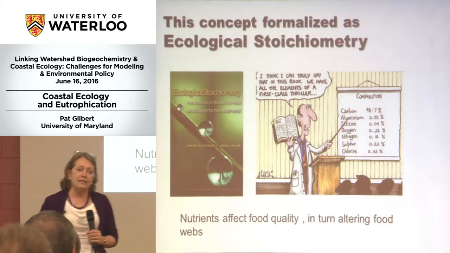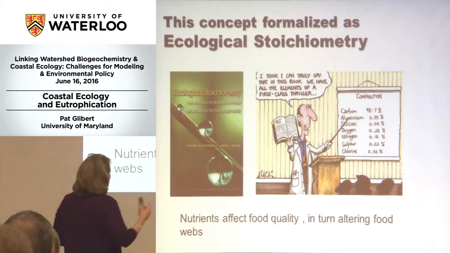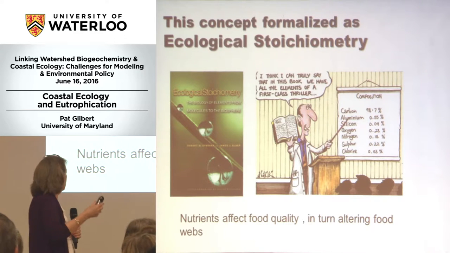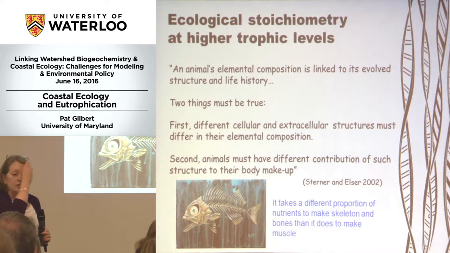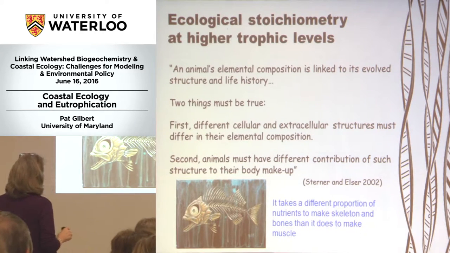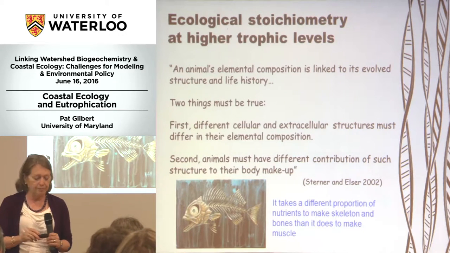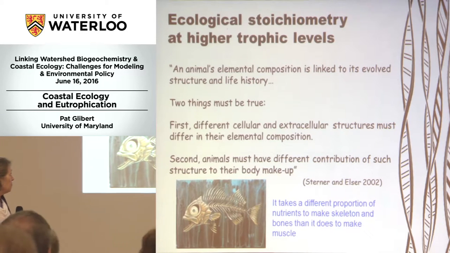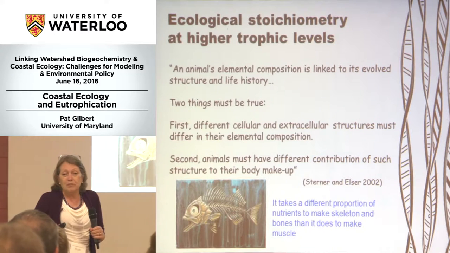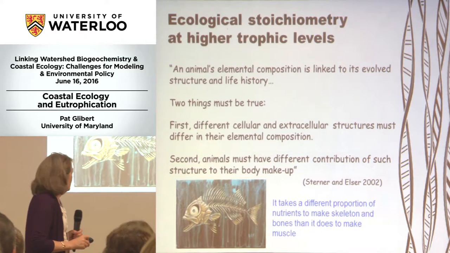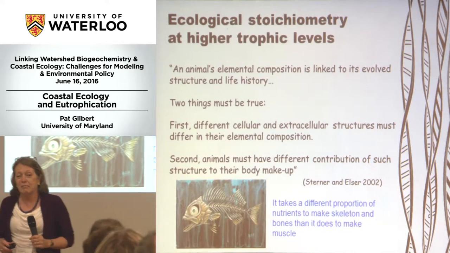And this is formalized in the concept of ecological stoichiometry. Nutrients affect food quality, in turn affecting food webs. The ecological stoichiometric perspective says that an animal's elemental composition is linked to its evolved structure and life history. That is, different animals have different needs for different elements depending on their structural makeup. So it takes a different proportion of nutrients to make skeleton and bones than it does to make muscle.